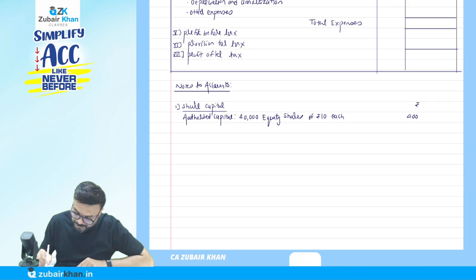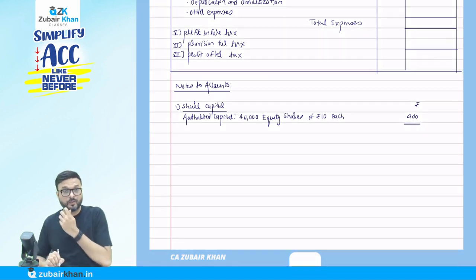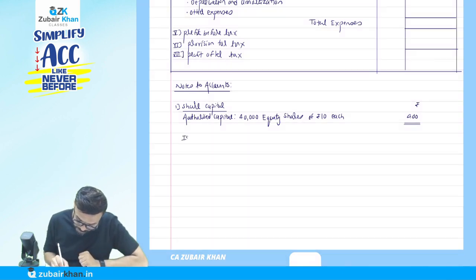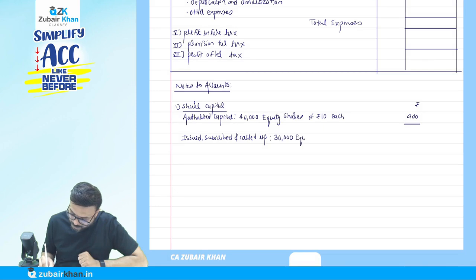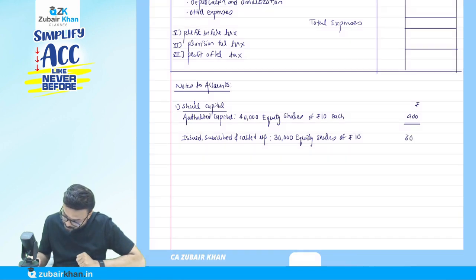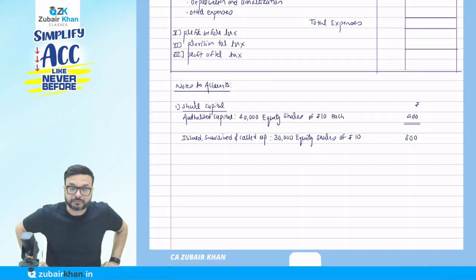400, because we are writing down rupees in thousand. Basically 40,000 multiplied by 10 will come to 4 lakh, but we will write all figures in thousand. Now here, issued, subscribed and paid up capital, and we can say called up. Now write down there 30,000 equity shares of rupees 10 each. How much will it come? 300. Simple. Now done, have you written?